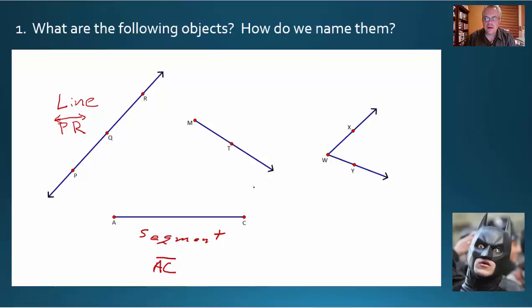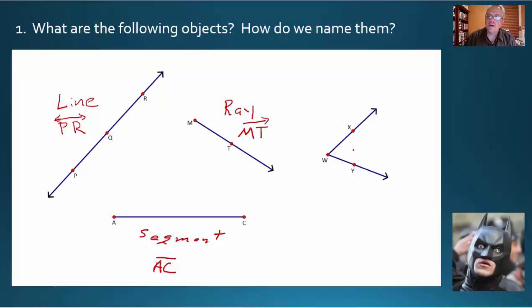This one right here goes in one direction forever. So this one is a ray. To name a ray, you have to start with the point that the ray starts with. So the ray starts at point M. We start with M, and then the second letter is from any other point on the ray. You can think of this as starting at M, going in the direction of T, and for the ray symbol, it's a single arrow, like that. Okay, ray MT. I lost my arrow, I'll put it back.